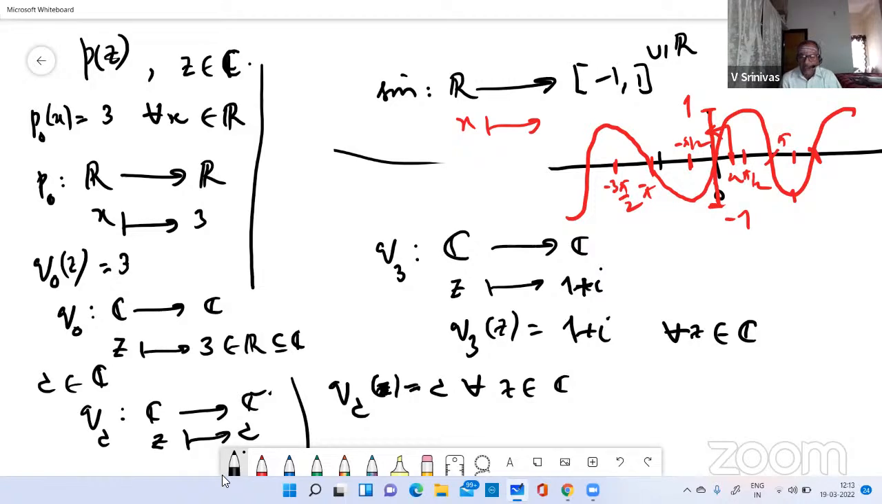What will be the Z? The QC takes that Z to C. This is called a complex valued function of complex variable Z.